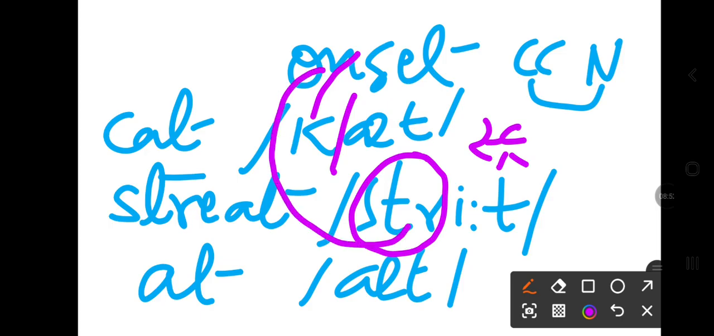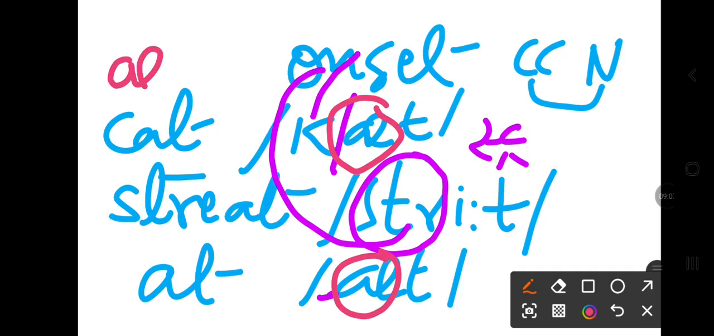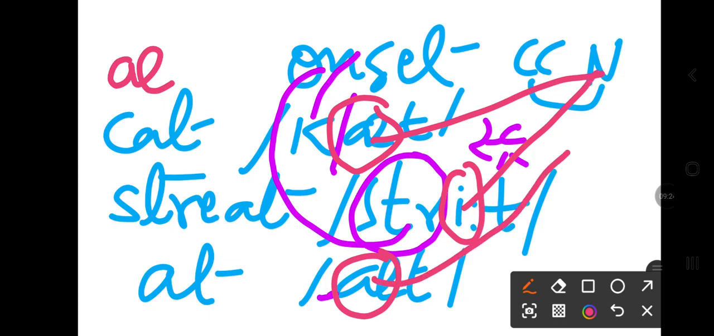And here there is no consonant but a vowel. A is a vowel, and I is a vowel. So what is a vowel? Vowel is nucleus. So that is nucleus, that is nucleus, and that is nucleus, right?